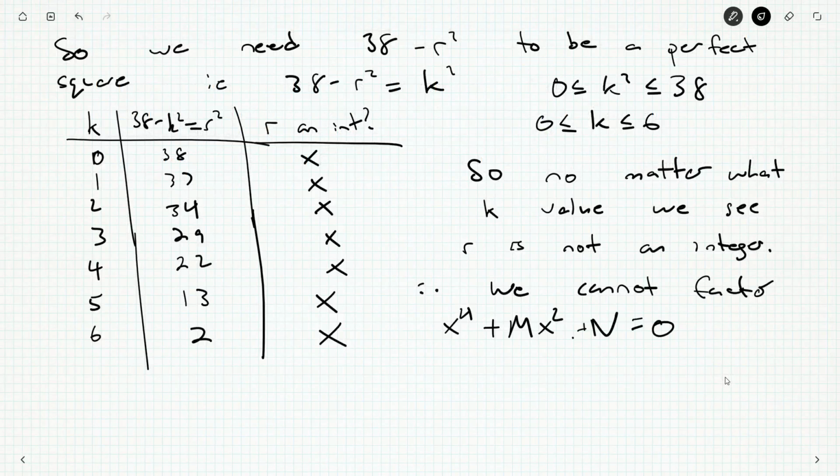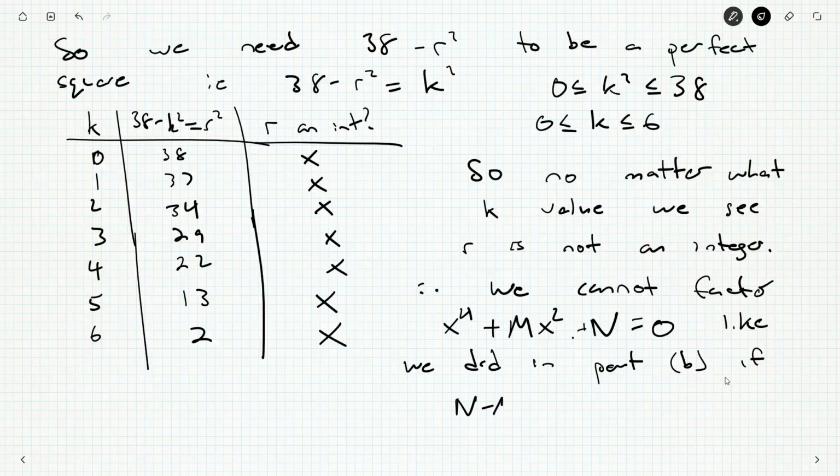Anyway, we cannot factor this like we did in part B if n minus m is 37. Okay, and that's exactly what we were asked to show. And it's probably a range of values. 37 is probably the smallest one that works.